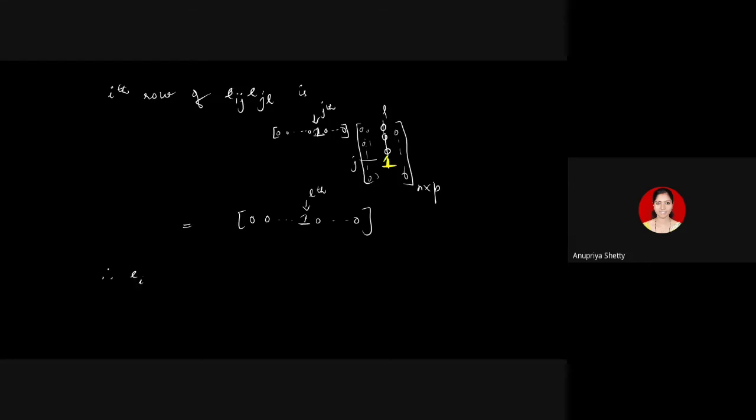Therefore, the matrix Eij into Ejl is equal to, can someone tell me what is that matrix? Order is m by p, of course, because m by n multiplied with n by p. First row 0, second row 0, etc. The ith row has a 1 present in the nth position, and rest everything is all zeros. What is that matrix? A matrix of order m by p having a 1 present in its ith row and nth column.